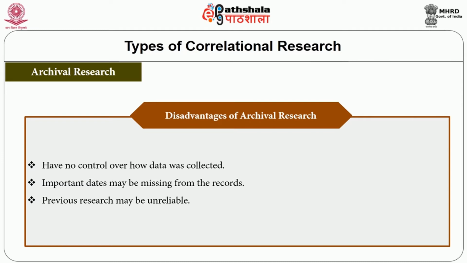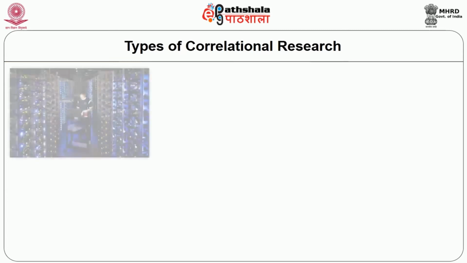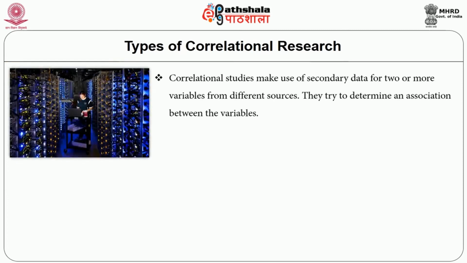So these are the advantages and disadvantages of the types of correlational studies. Correlational studies make use of secondary data for two or more variables from different sources. They try to determine an association between the variables.